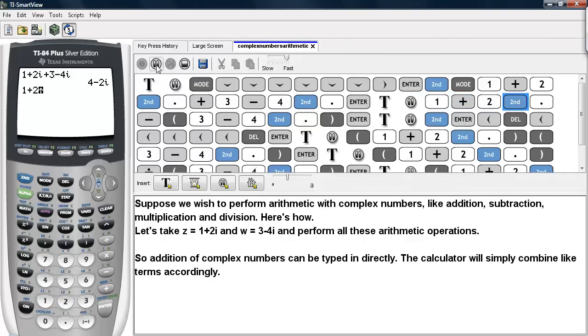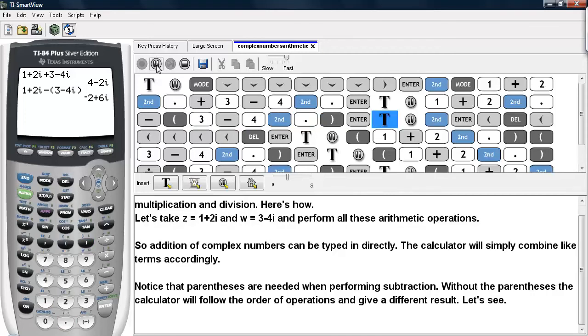So we'll type in 1 plus 2i minus, and we're going to put our complex number in parentheses because we are subtracting the complex number, which is a binomial. So parentheses are needed when you're performing the subtraction. Without the parentheses, the calculator will still follow the order of operations and give a different result.